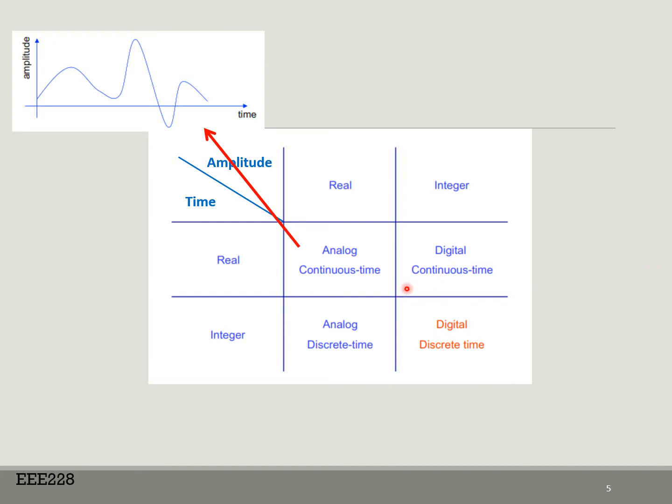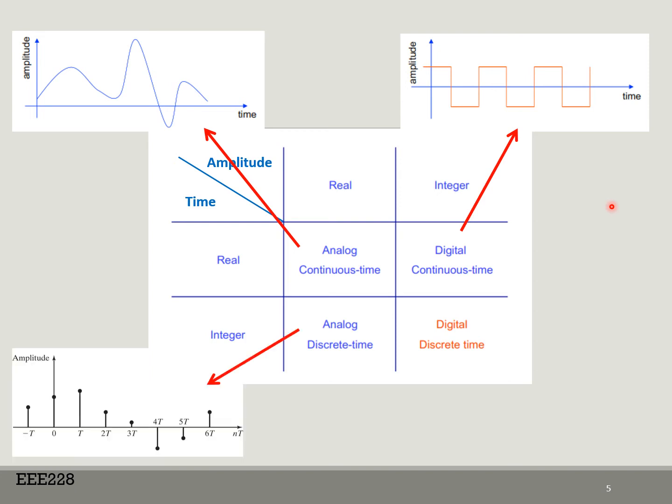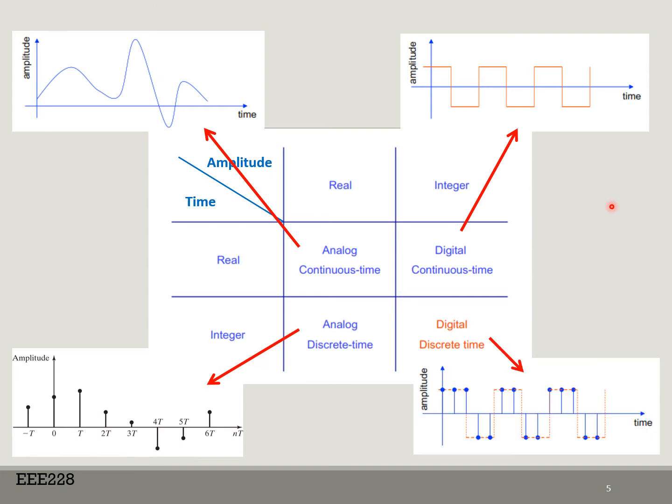So if you see here, analog continuous time means that the amplitude is analog, which means it exists for all range of the vertical axis. Continuous time means the signal exists for all values of time. And then digital continuous time, but the amplitude is digitized. Analog discrete time, amplitude is analog, but it exists in discrete time along the time axis. And digital discrete time, digitized and discrete time. Okay.